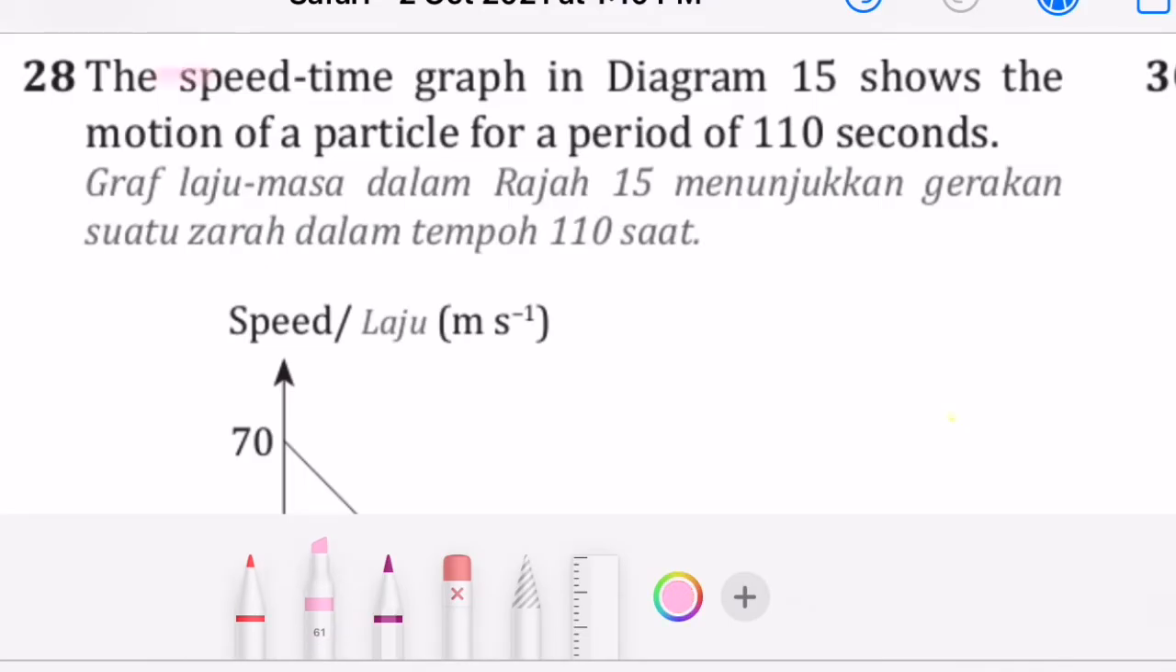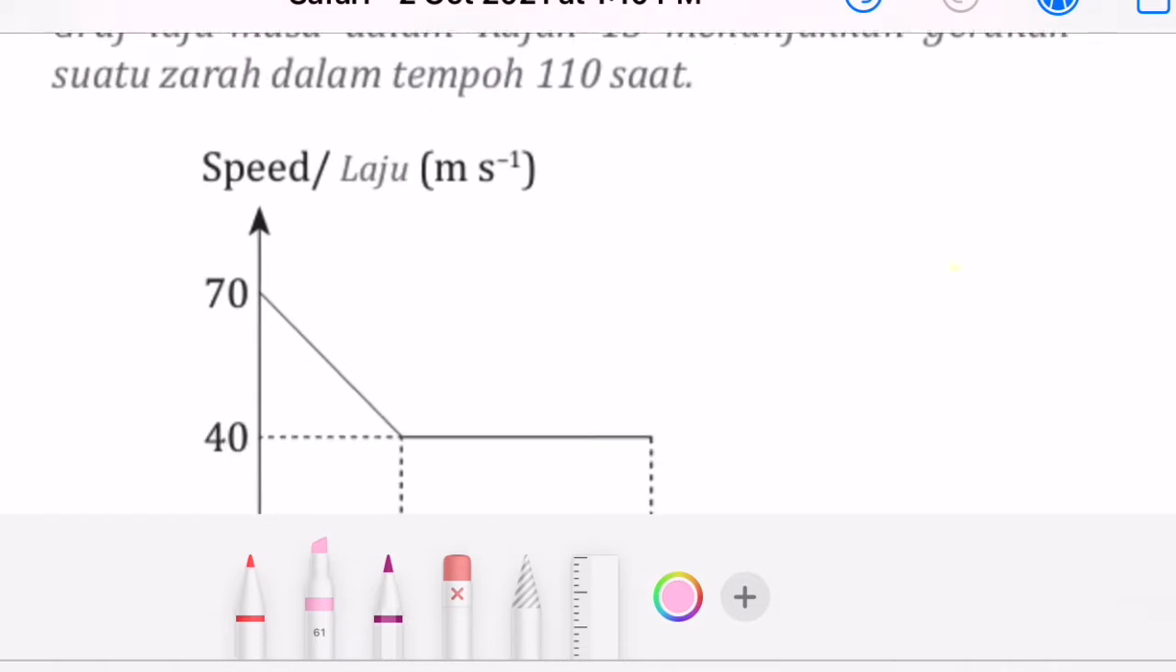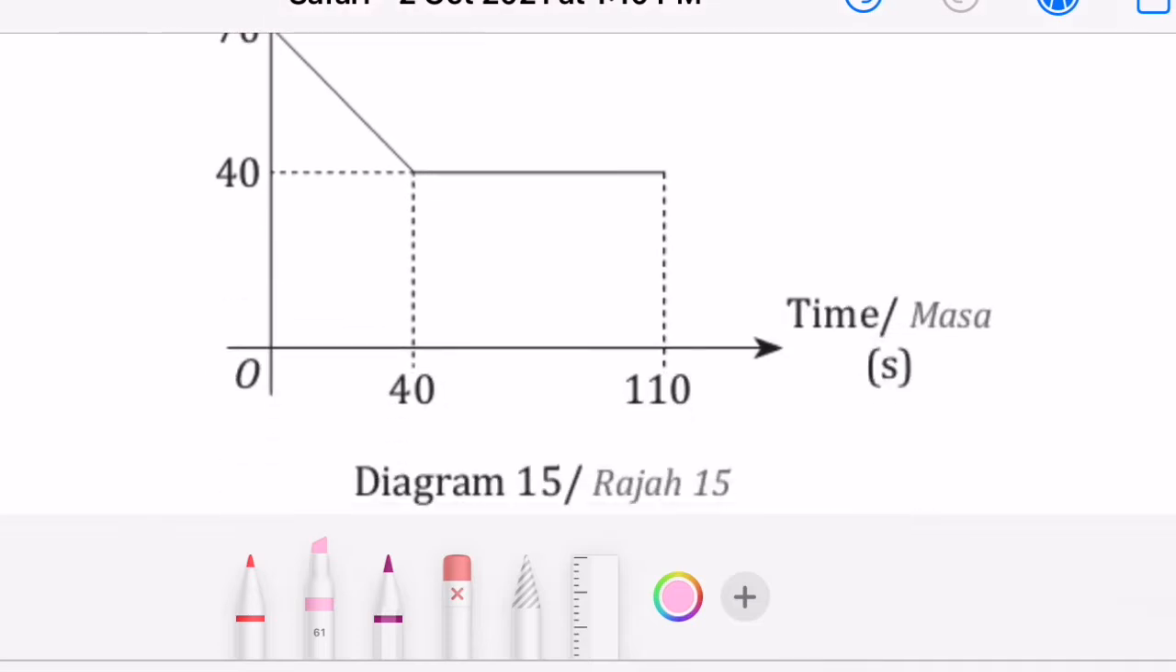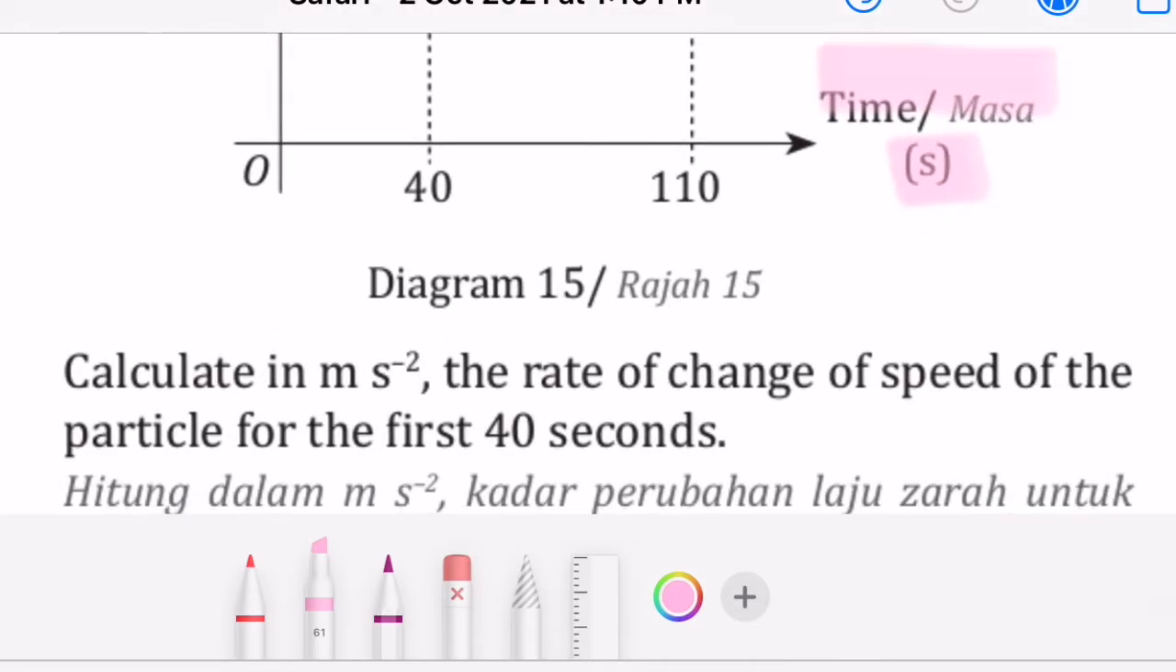Read the question. The speed-time graph in Diagram 15 shows the motion of a particle for a period of 110 seconds. This is the speed in meters per second, and this is the time in seconds. Now the question says calculate, in meters per second, the rate of change of speed.